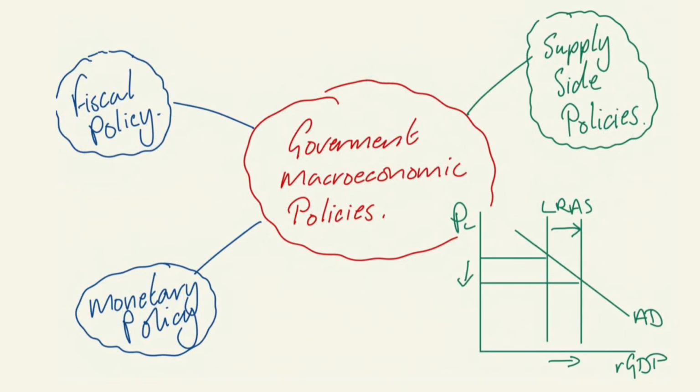This diagram shows a successful supply-side policy. The government has successfully increased the productive capacity of the economy, and this is shown by an outward shift of the long-run aggregate supply curve. As we can see from the diagram, real GDP has increased and therefore employment is likely to have risen, and it's non-inflationary, so prices in this diagram have actually fallen. So this has been good for both inflation and GDP and employment.